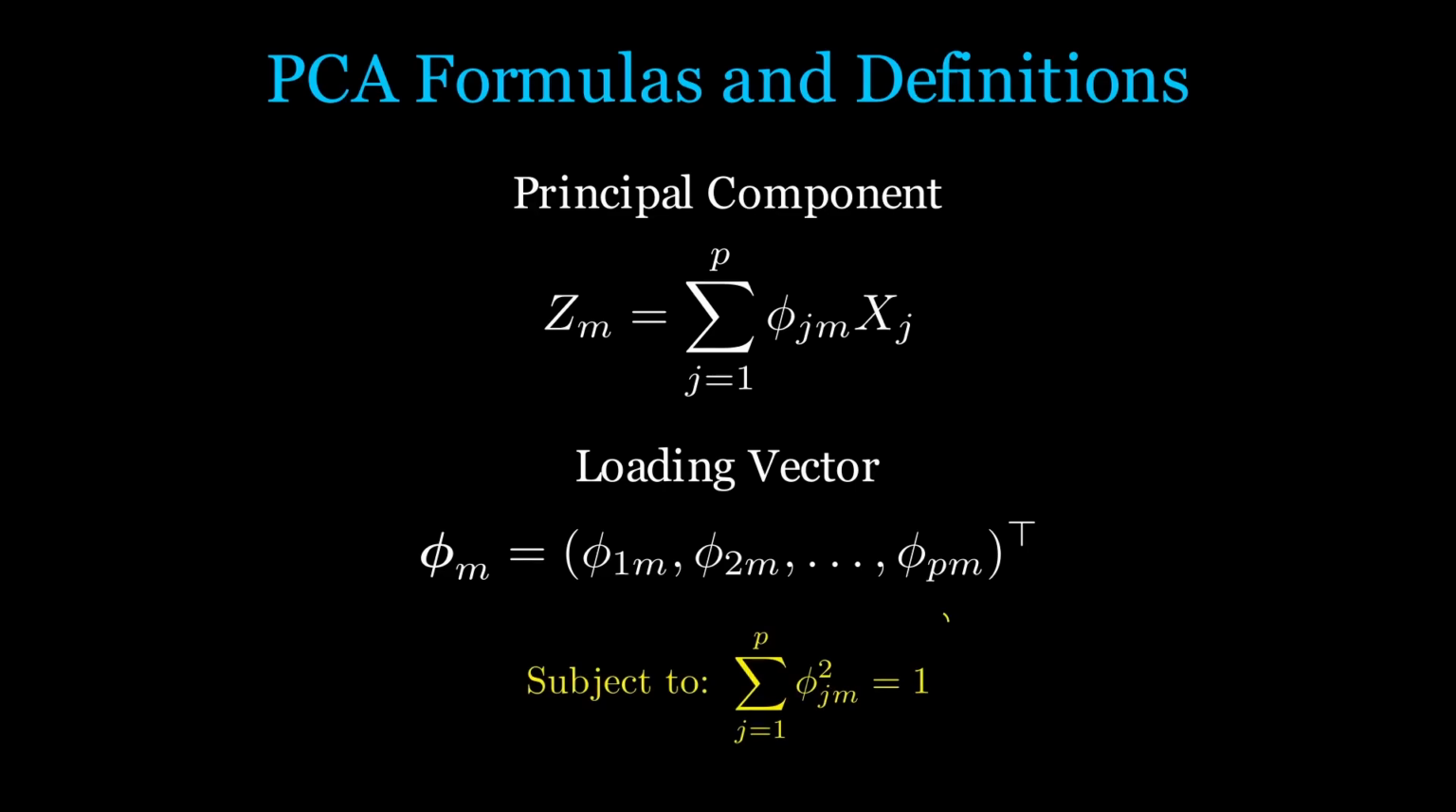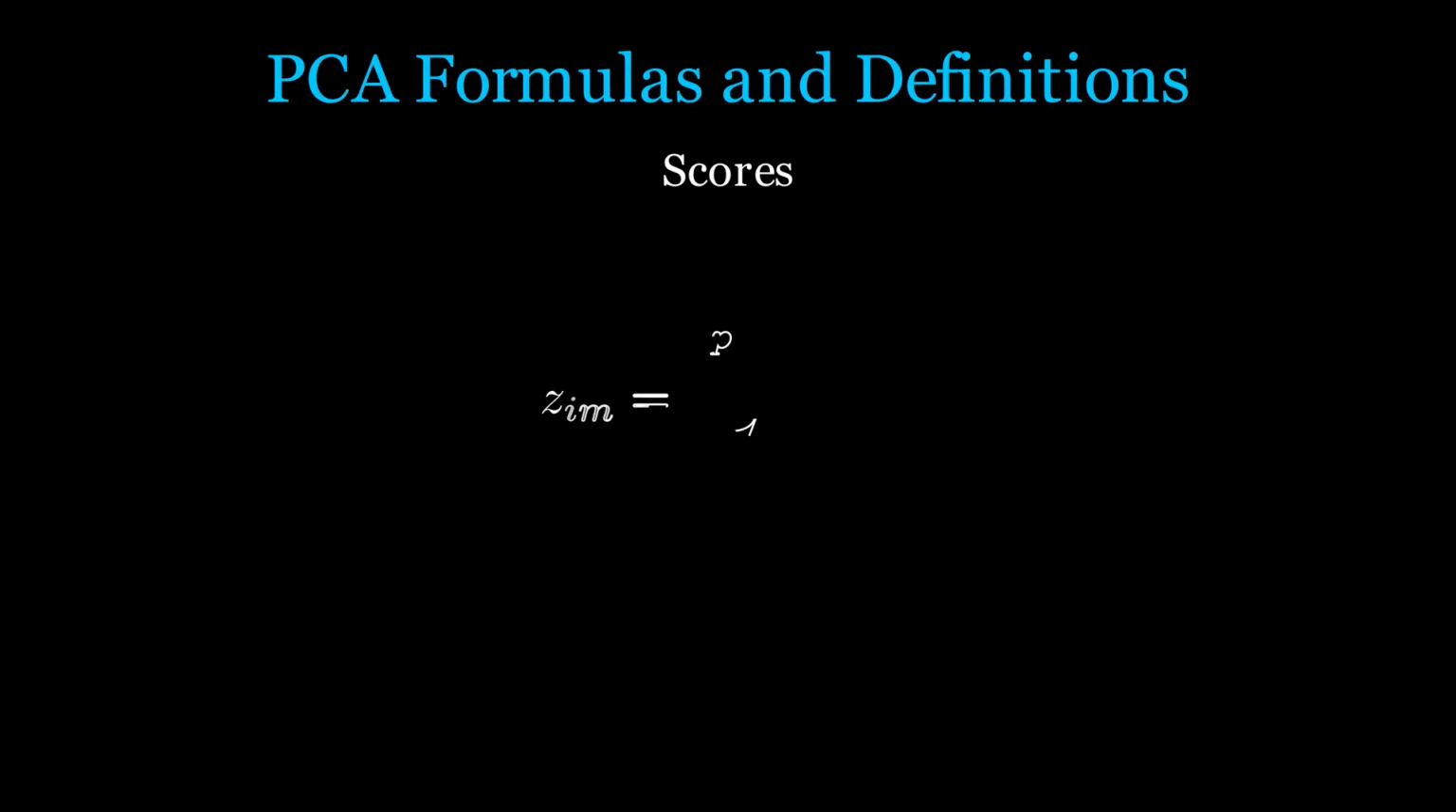Note that the sum of the squared loadings must equal 1, so we don't arbitrarily increase the variance by scaling up the weights. After we determine the loadings, we can calculate the scores. The score for the ith observation on the mth principal component is a weighted sum of the original observations and their loadings. They are the values of the principal component for each data point.